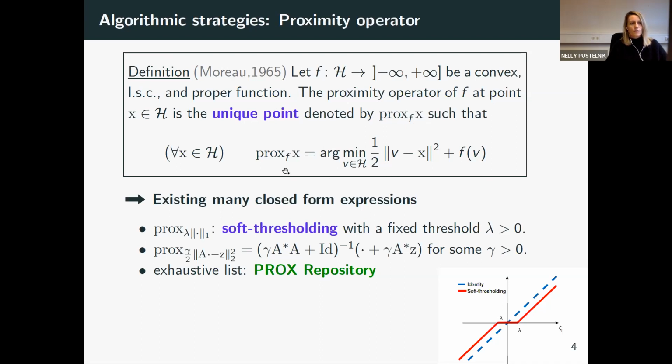The interest of the proximity operator is that you have a lot of closed form expressions, especially for the L1 norm, which was used in the minimization problem presented before, which is the soft-thresholding represented here. And you also have other closed form expressions, for example for the L2 data term, where the expression is given here. And you have a large panel of closed form expressions that you can find on the Prox repository website.